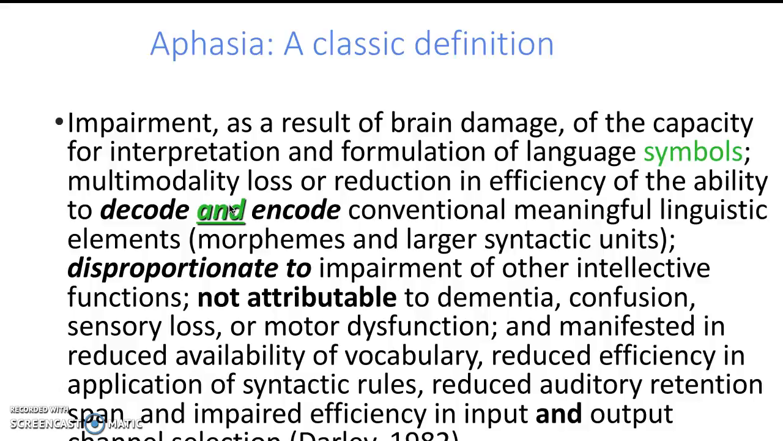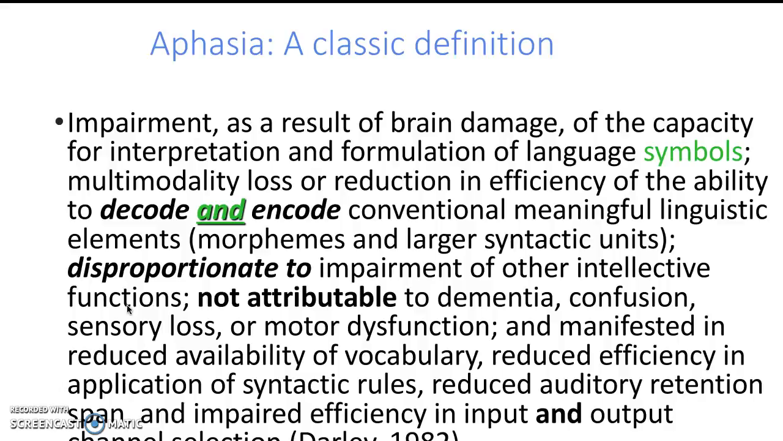In aphasia, we will see all 4 modes affected. So it is a loss or reduction in efficiency of the ability to decode and encode conventional, meaningful, linguistic elements. This is another way of saying that this affects language and that this is going to affect symbols, but not just concrete symbols, all kinds of linguistic elements such as morphemes and larger syntactical units. These deficits then will be disproportionate to any impairment of other intellectual functions.